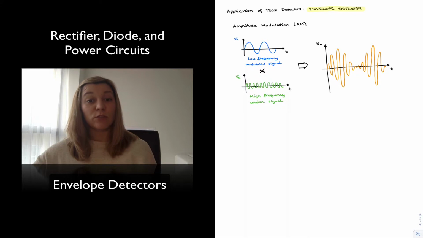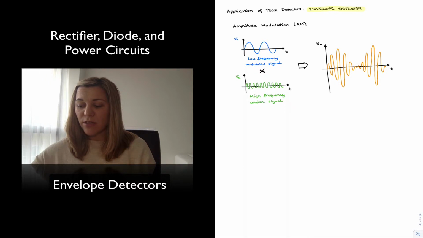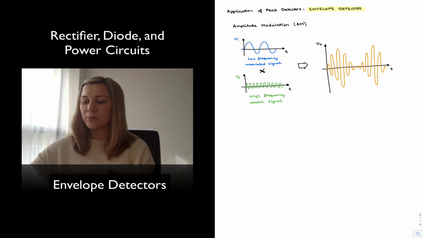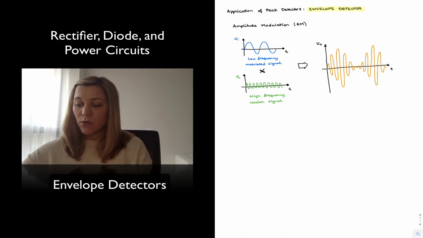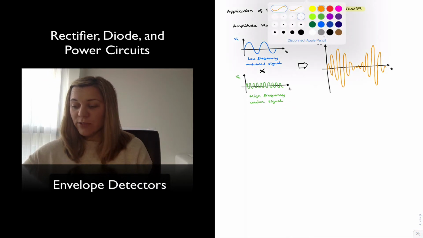And that's exactly what we're going to do at the receiving end. We will have a demodulator whose job is to extract that envelope so that one can recover the original information signal. One can use a peak detector for that.